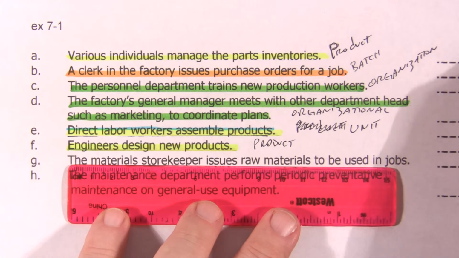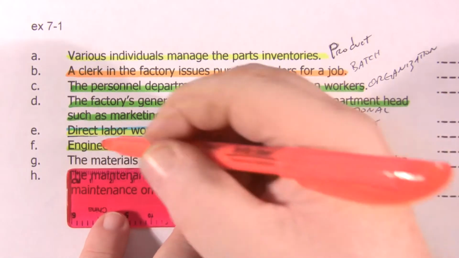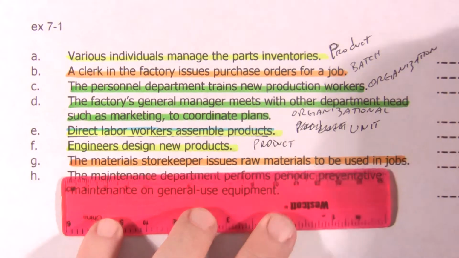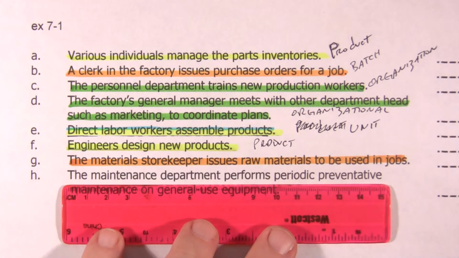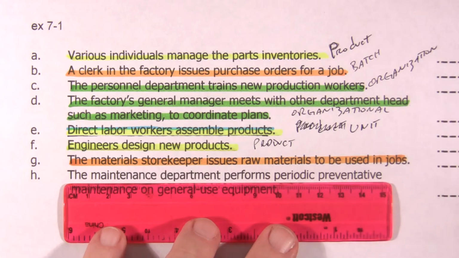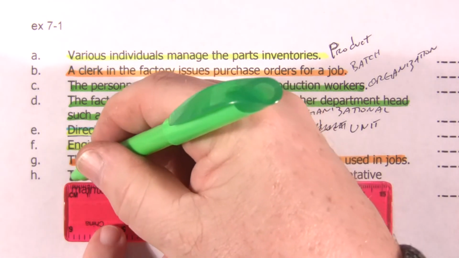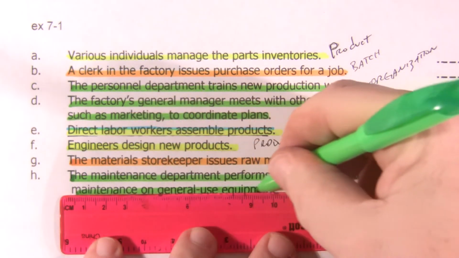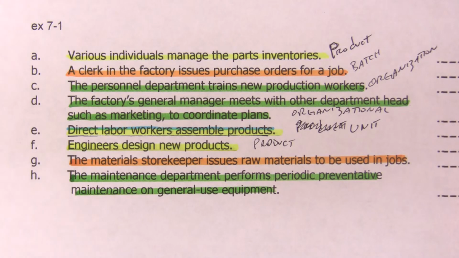And material shopkeeper issues raw materials for materials to be used in jobs. The Z part indicates to you that this is the batch level. And we've been using orange for the batch level. And the maintenance department performs periodic maintenance. Well, maintenance department is organizational because they fix everybody's stuff, not just a single department. So you could argue some of them, some are a little debatable, but that's the basic theory that they wanted you to have.